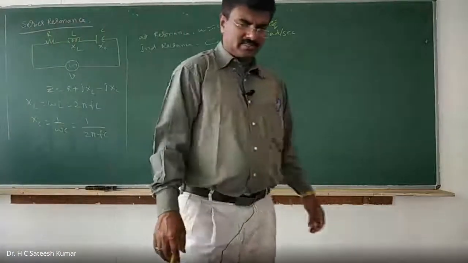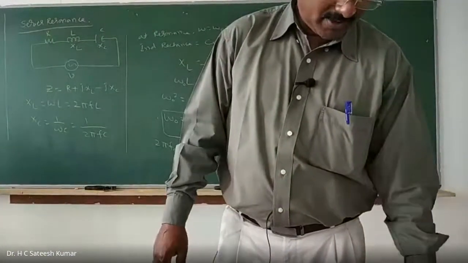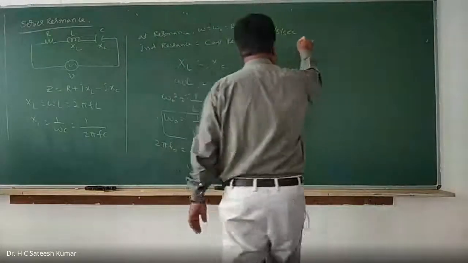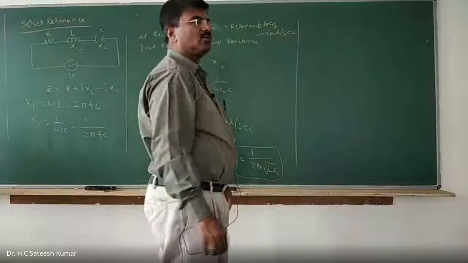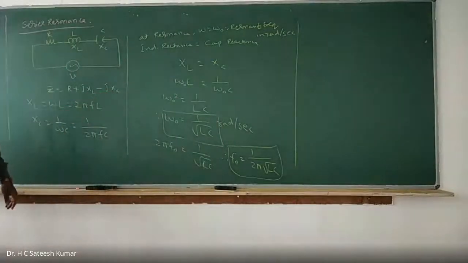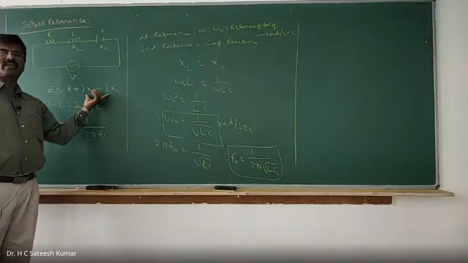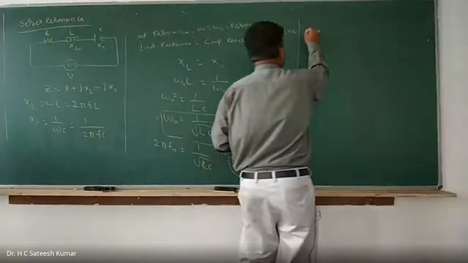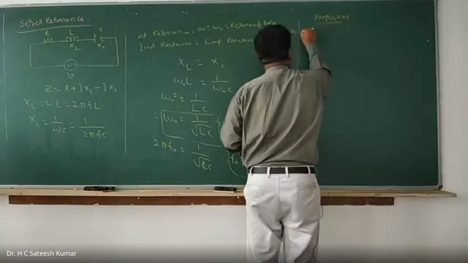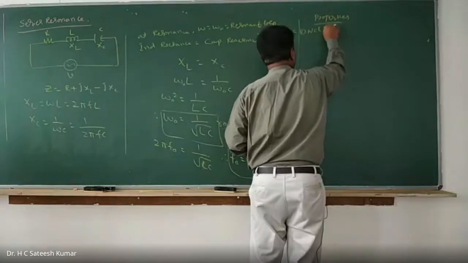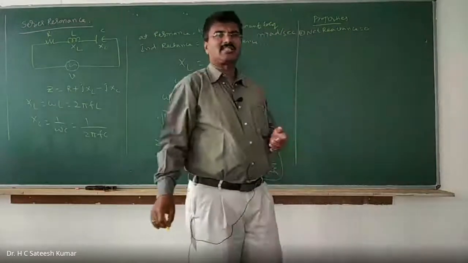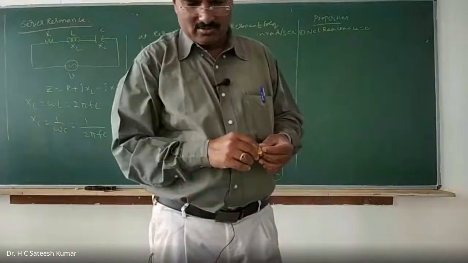So what are the properties of this one? In the examination, they have asked. Net reactance is what? See, when the inductive reactance gets cancelled with the capacitive reactance, the net reactance will be 0. So the first property is net reactance is equal to 0, because inductive reactance gets cancelled with the capacitive reactance.